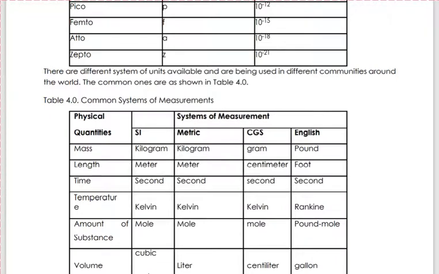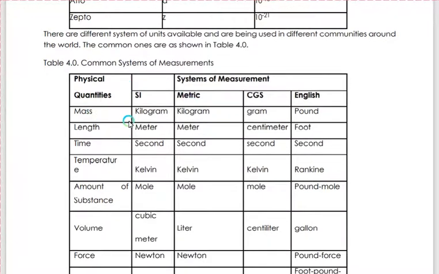The quantities we mentioned can be converted from one form of units to another system of measurement. For mass, for example, kilogram is for SI, metric is kilogram, CGS is gram, and English is pound. So we could convert from any of these units to another unit.